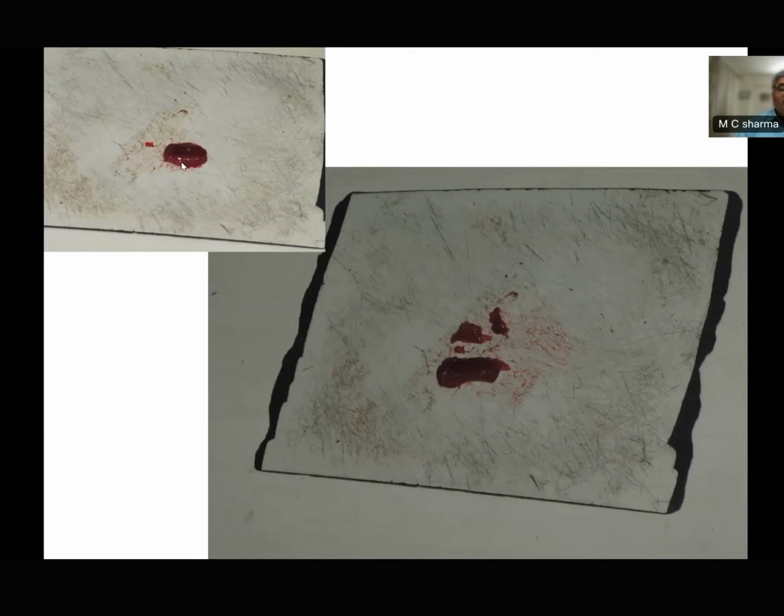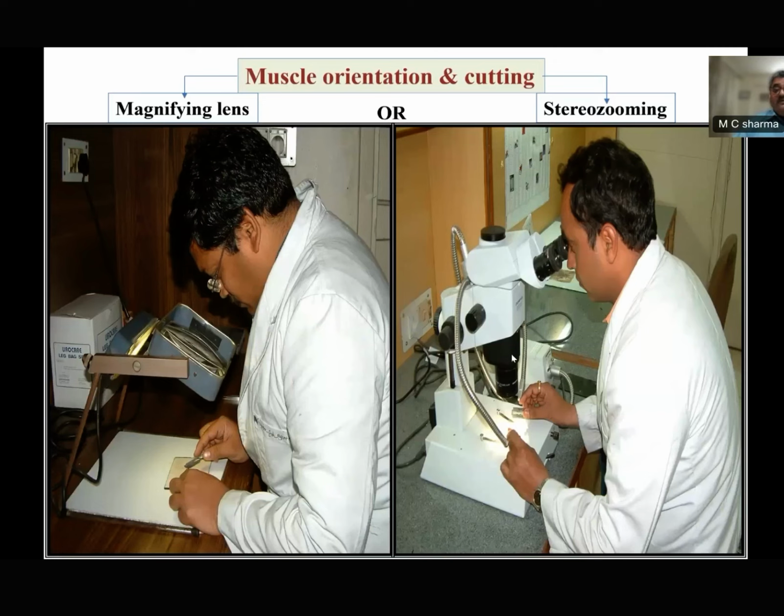This is how we receive the muscle. This is cut in 3 pieces. One for quenching, the immediate freezing. Another is for light microscopy, formalin fixed. Another is for electron microscopy. And there are different ways to improve the orientation. One is a magnifying glass. One can orient the muscle.